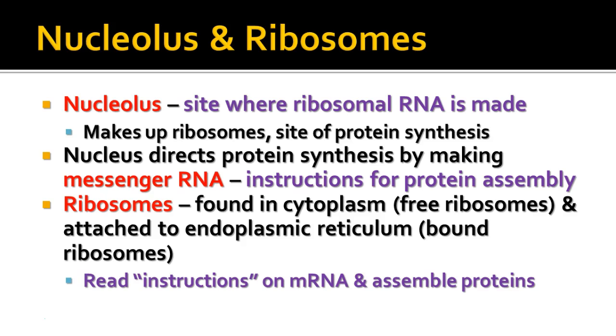The nucleus is in charge of directing the synthesis of proteins, and it does this by making a copy of the instructions called messenger RNA. These are the instructions for putting together a particular protein. The proteins are made at the ribosomes, which are found in the cytoplasm or attached to the rough endoplasmic reticulum. The function of the ribosomes is to take the instructions from the messenger RNA and interpret them, or translate them, into a finished protein or polypeptide.